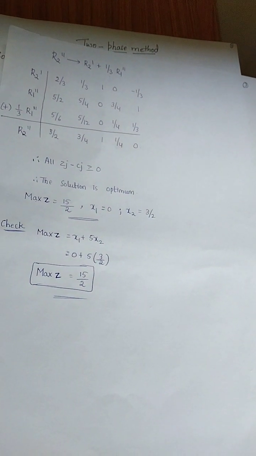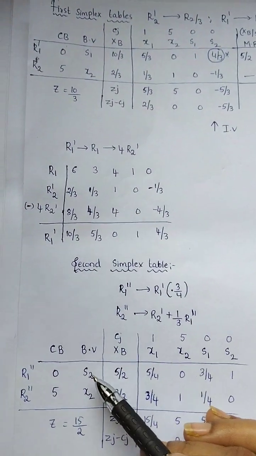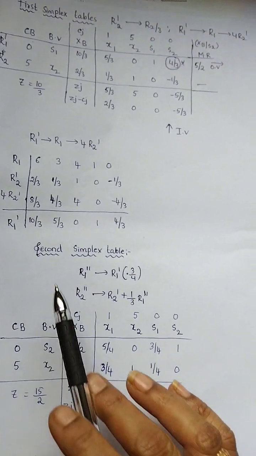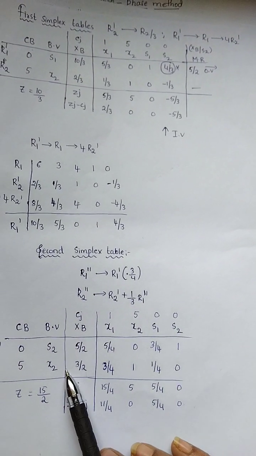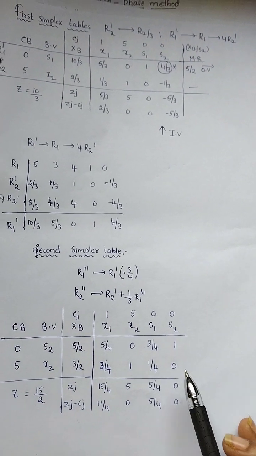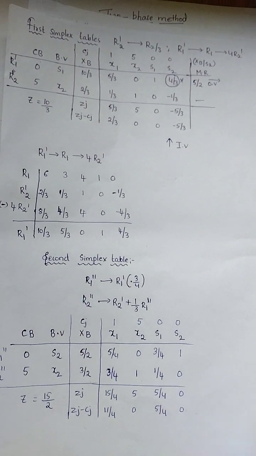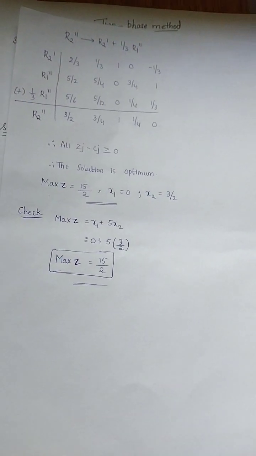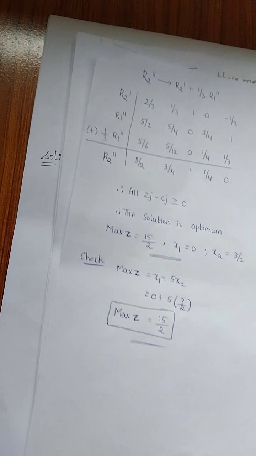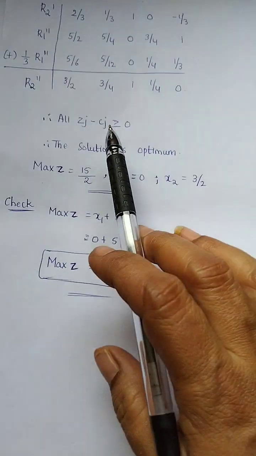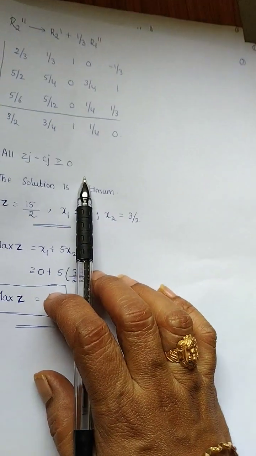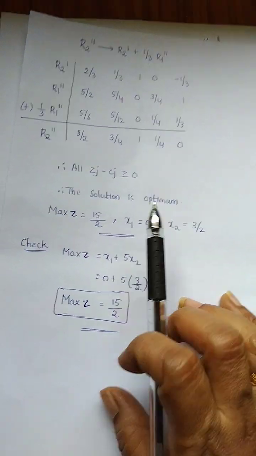And you can check that the values of basic variables S2 and x2 in the second simplex table must follow the identity matrix. S2 is 1 0 and x2 is 0 1. So you did it correctly. Now all the Zj minus Cj are positive, that is greater than or equal to 0. Therefore the solution is optimum.